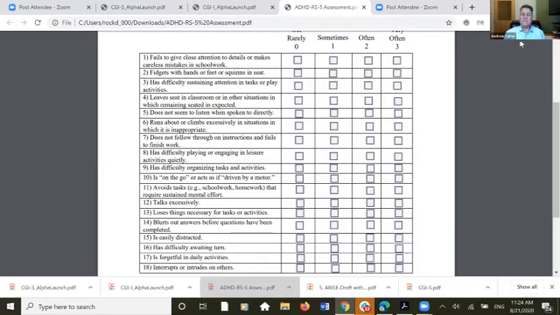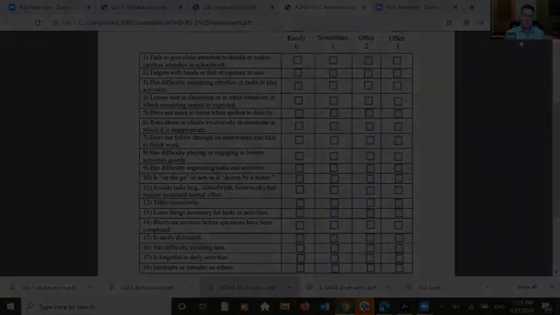Item number 12, talking excessively. Now, this is not necessarily talking loudly, although it can be part of it, but it's just talking too much, going on and on, being a chatterbox. Sometimes kids will get in trouble in school for talking when they're not supposed to, for instance, during quiet time, things like that. Do they go on and on, especially about a favorite topic or a favorite subject, is one probe I've used.